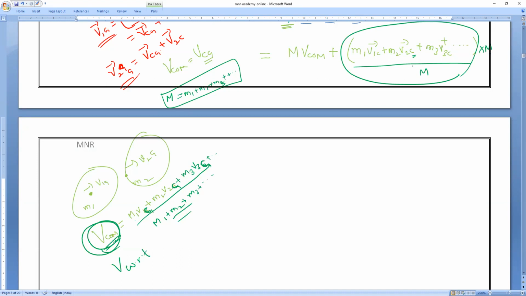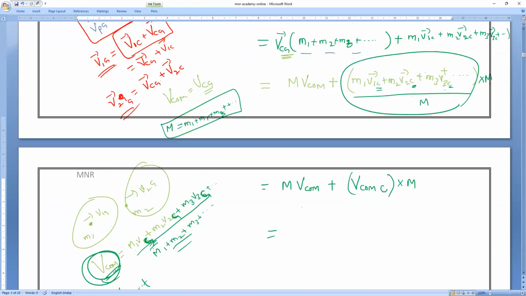But this formula is with respect to what, everybody? This is with respect to ground. But here, with respect to what? Center of mass. So, M into V center of mass, plus this whole thing I will write as the velocity of a center of mass, again with respect to what? With respect to ground or with respect to center of mass? With respect to center of mass, into capital M.